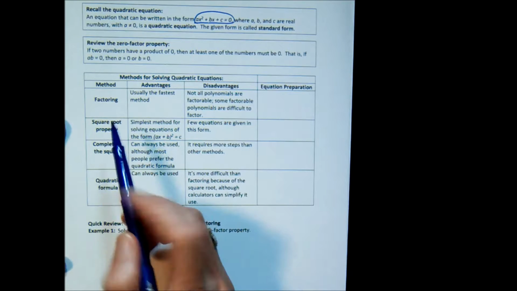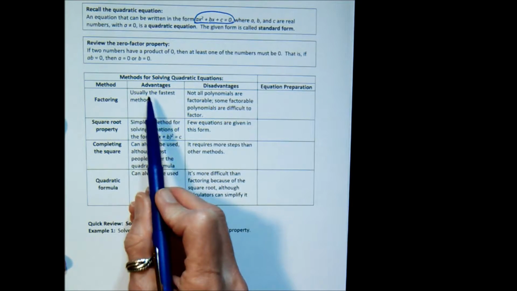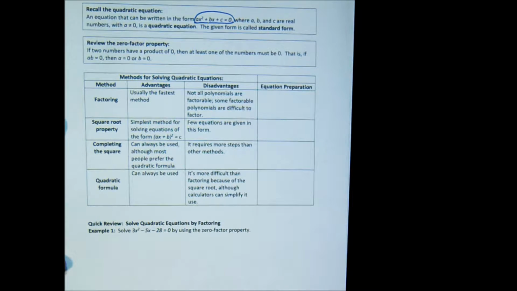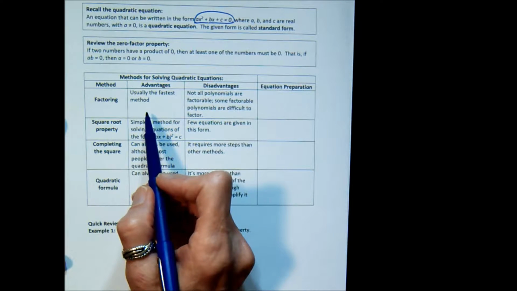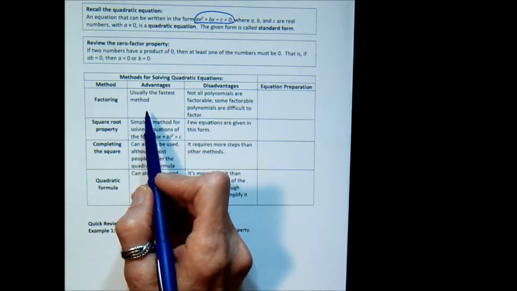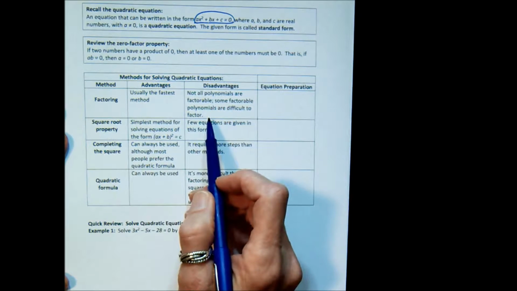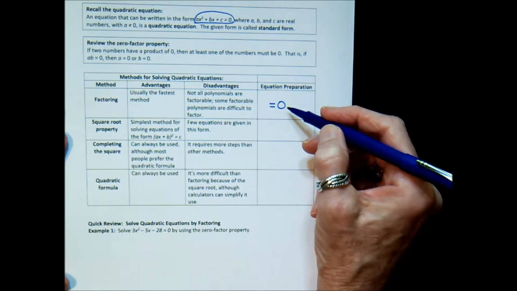So there is a chart here on this page that I'm going to continue to refer to throughout a couple of videos, and it lists the different methods that you're going to learn for solving a quadratic equation, their advantages, their disadvantages, and how you prepare the equation to get it ready for solving using that method. So I'm going to review quickly the factoring method, which we've been using up to now. Its advantages are, believe it or not, if you can factor, it's going to be the fastest method. The disadvantages is that not all polynomials are factorable, and some that are factorable are very difficult to factor. But assuming that you're going to be able to factor it, the equation preparation is you get it equal to 0. So it has to be equal to 0.